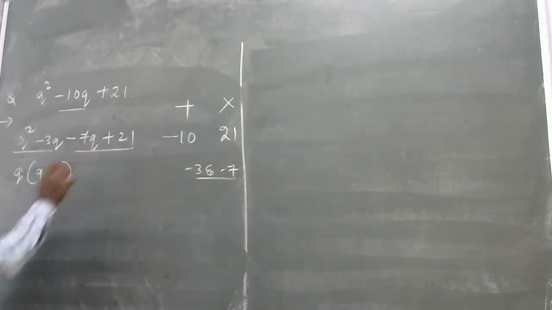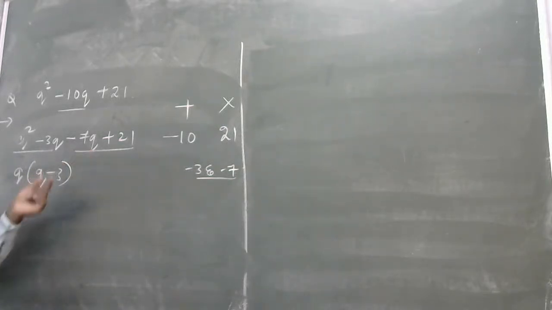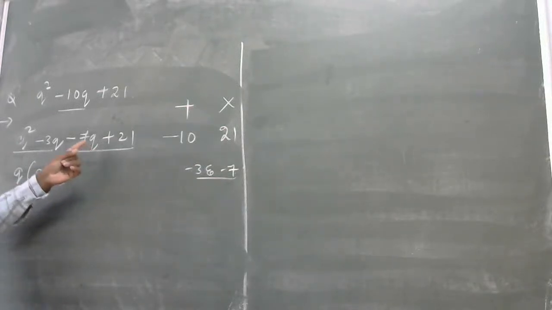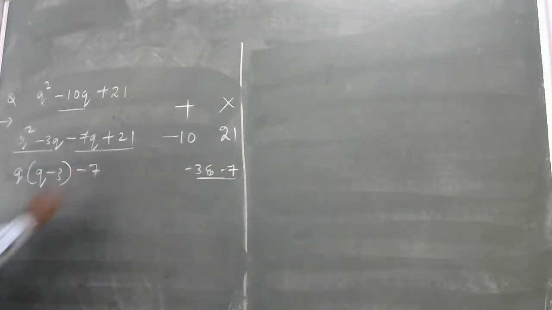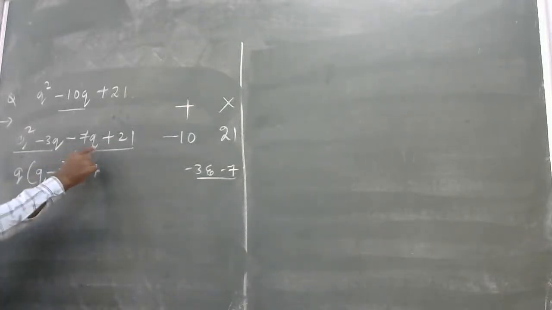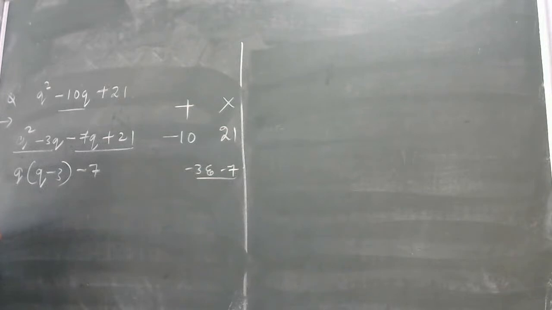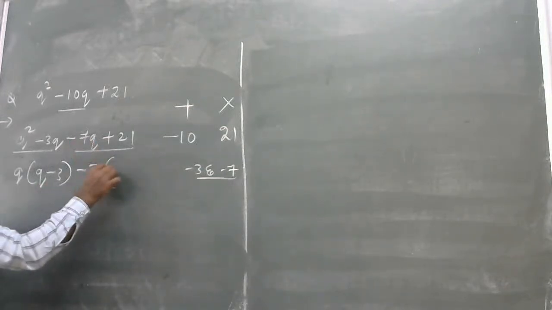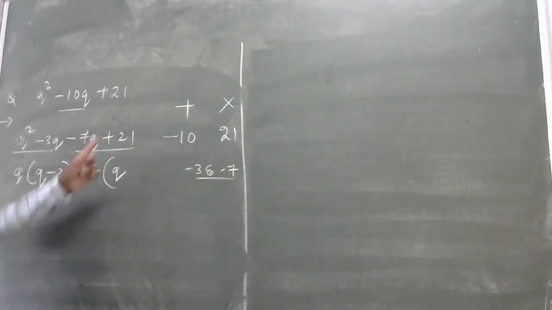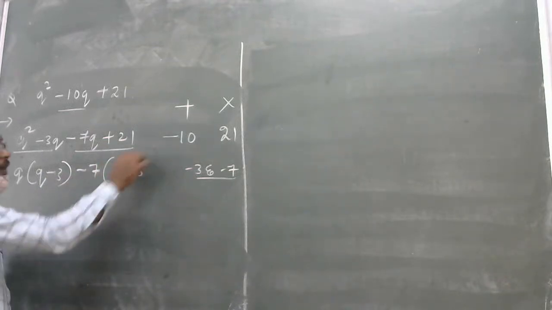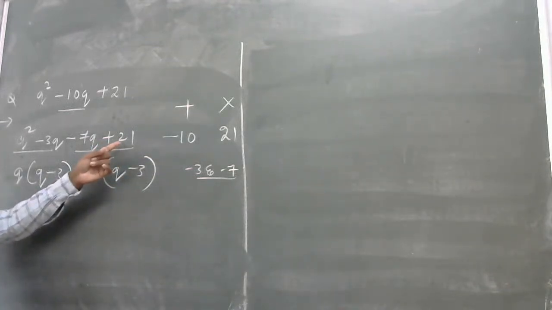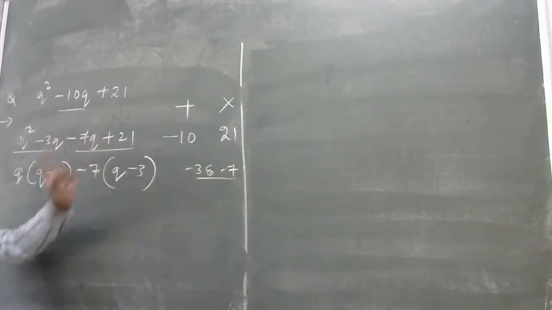And again, from the second term also we need q minus 3. If you want q minus 3 here, minus 7 we will take out. Because we need q minus 3, we have to take out minus 7. If you take out minus 7, here q will be left out and here minus 3 will be left out. Minus 7 into minus 3 will give plus 21.